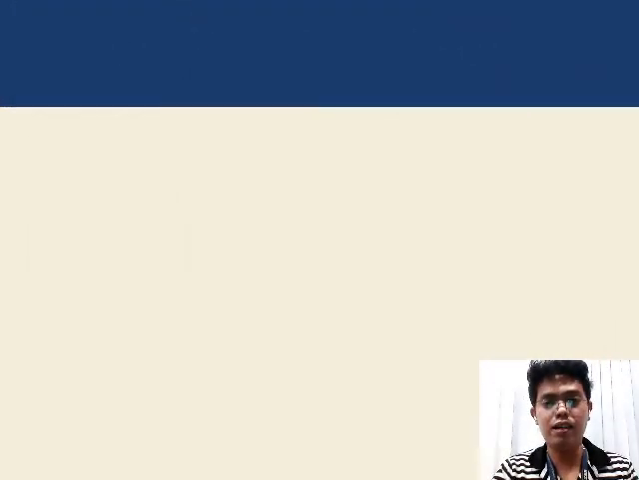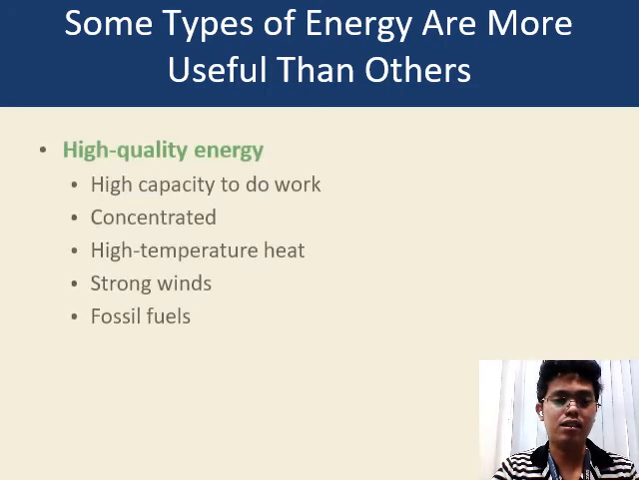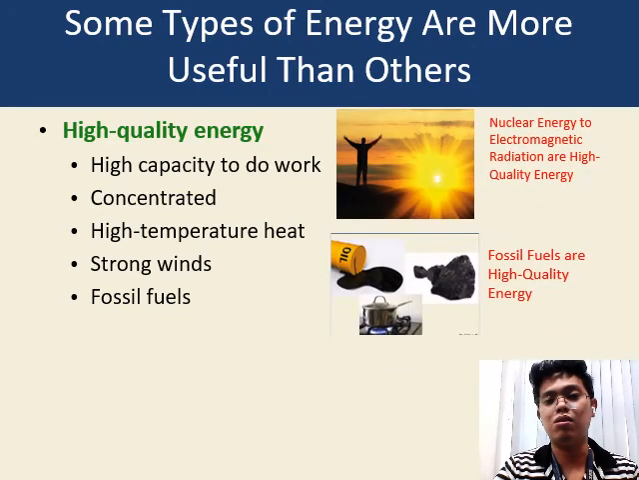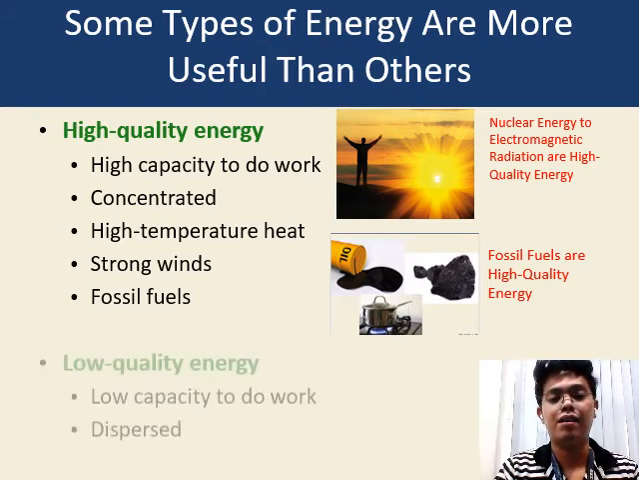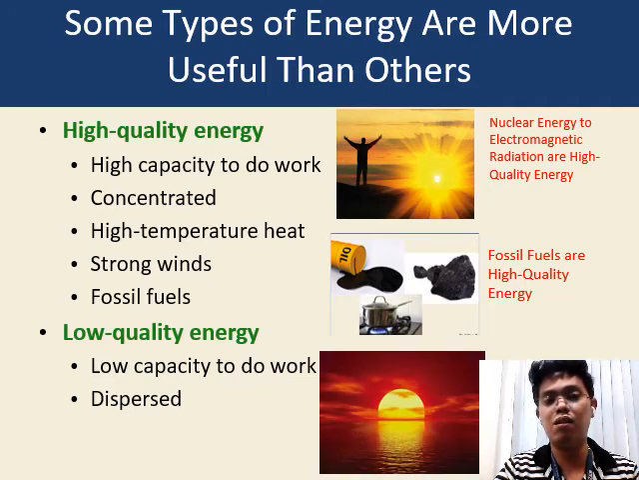Just like matter, some types of energy are more useful than others. So there are also high quality energies. They have a high capacity to do work and are more concentrated. Examples of that are high temperature heat, strong winds, and fossil fuels. Also nuclear energy and electromagnetic radiation are high quality energy. How about low quality energy? Low quality energy has low capacity to do work, and it is dispersed. So ocean heat is an example of low quality energy.